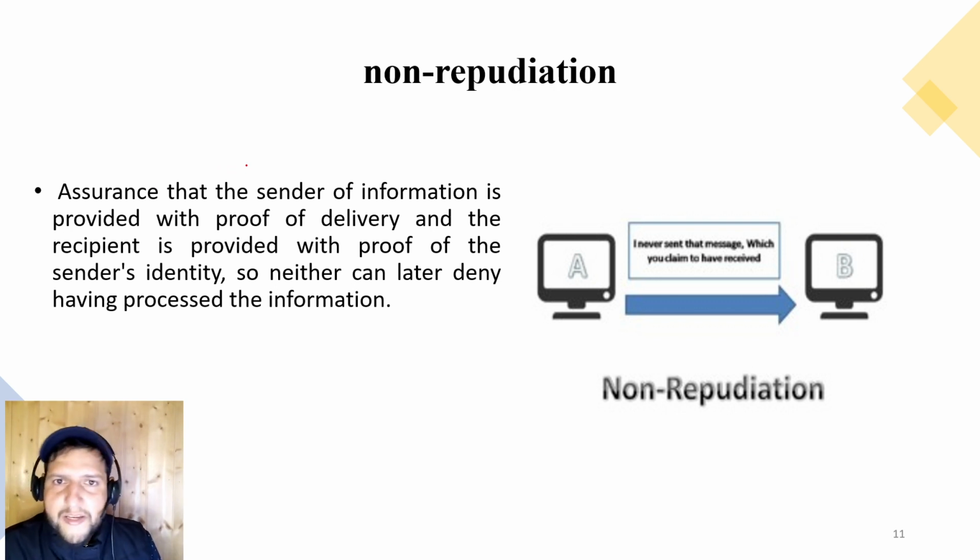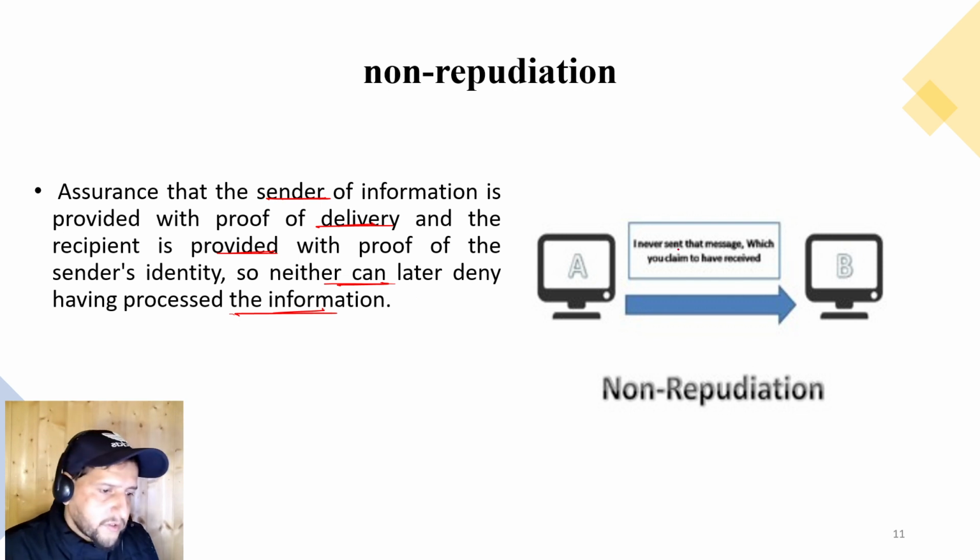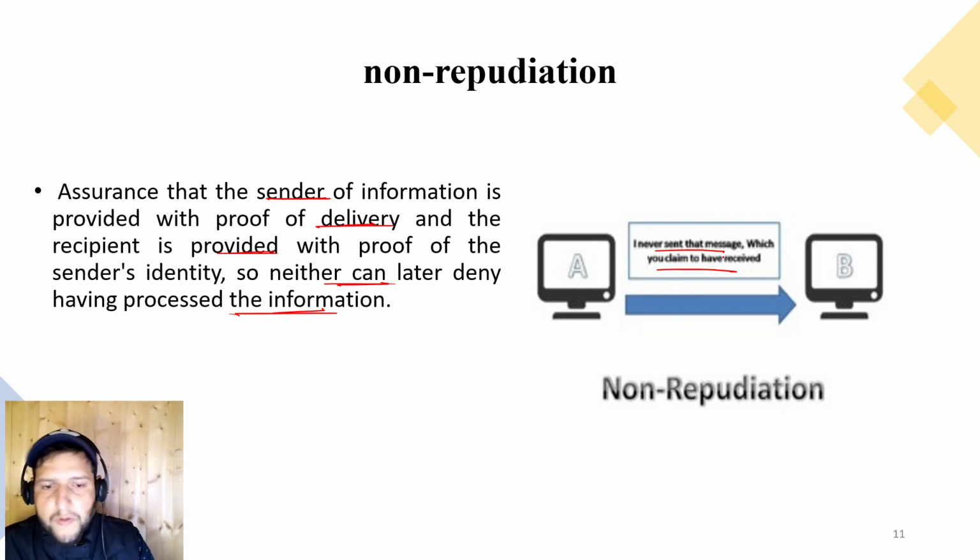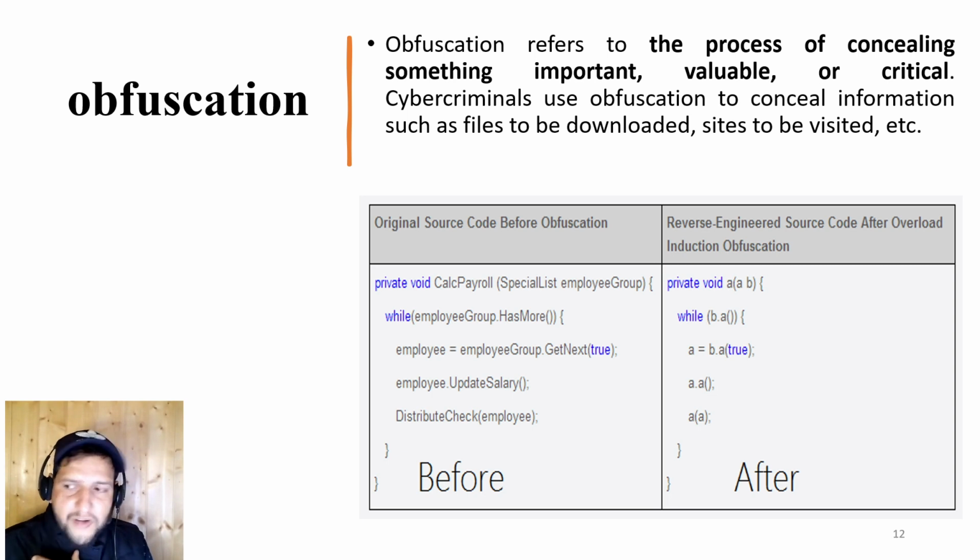Non-repudiation, so there is no denying. Assurance that the sender of information is provided with a proof of delivery and that the recipient is also provided with a proof of the sender's identity. So neither can later deny having processed the information. So if you see here, I never sent the message which you claim to have received. That will not happen if you ensure non-repudiation. It's a part of the CIA triad, like confidentiality, integrity, and availability. So you have also authentication and non-repudiation, authenticity and non-repudiation.